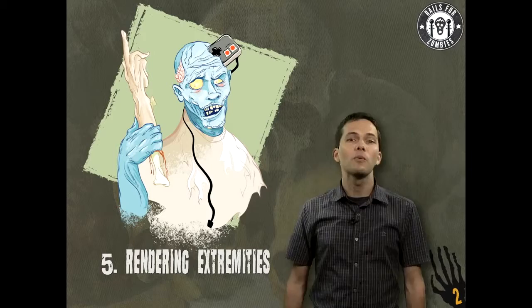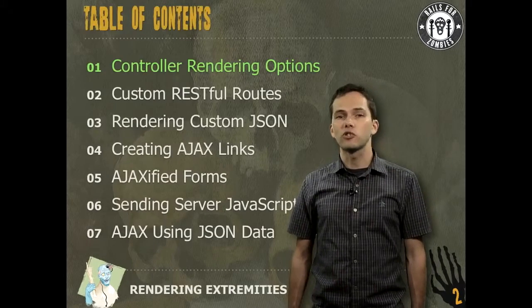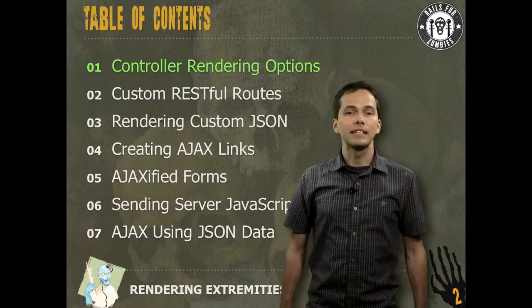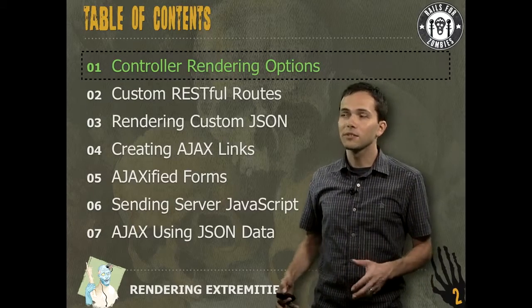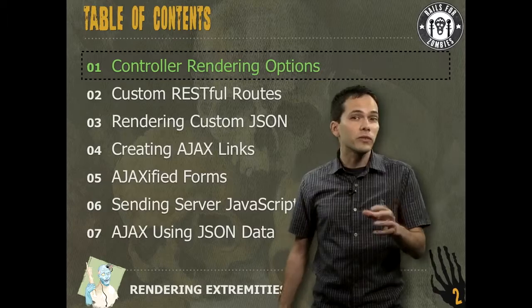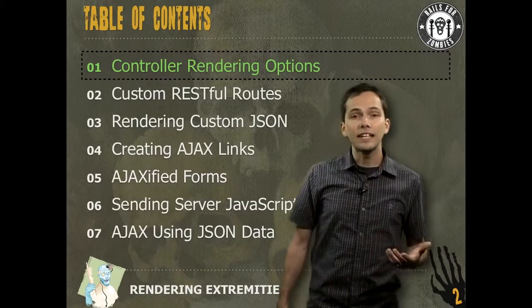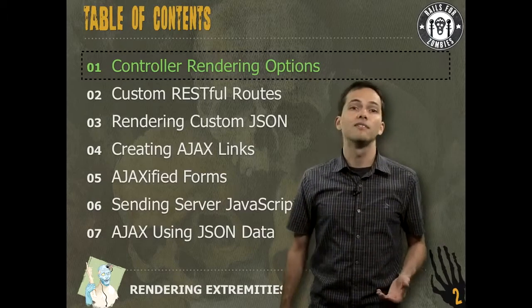Hey look, you made it all the way to level 5, Rendering Extremities. In this level, we're going to be taking a look at controller rendering options, some custom RESTful routes, rendering custom JSON, which is really useful if you're creating an API, and then finally we'll be diving into a bunch of AJAX.